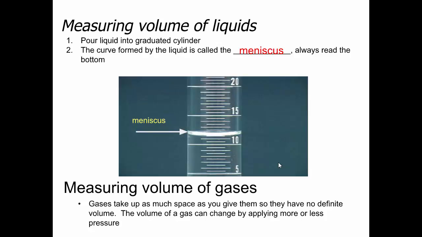It will vary from graduated cylinder to graduated cylinder. In this one, each line is worth 1 milliliter. This one, each line is also worth 1 milliliter. This one has tiny lines that are worth 0.5. So it depends on which graduated cylinder you're using, and we want to be careful of that. So this is 11.5 milliliters of water.